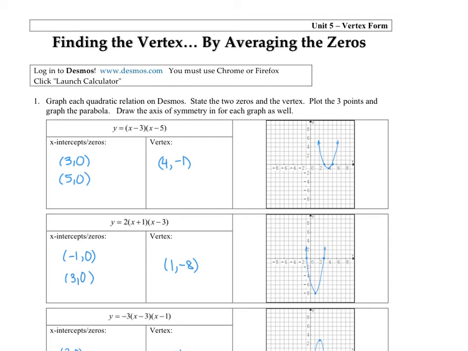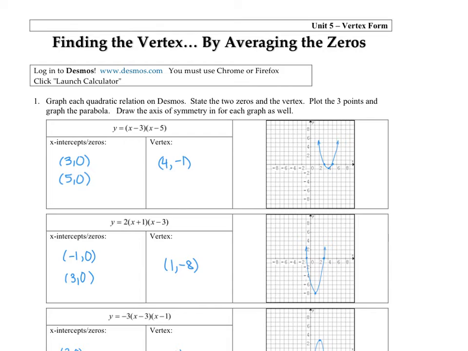So I hope you guys did the mini Desmos investigation before starting this video. If you haven't, please stop, go to Desmos, graph each quadratic relation, and make some observations about the zeros and the vertex, and try to make a connection between the vertex and the x-intercept and the equation. Otherwise, we're going to look at how to find the vertex by averaging the zeros.